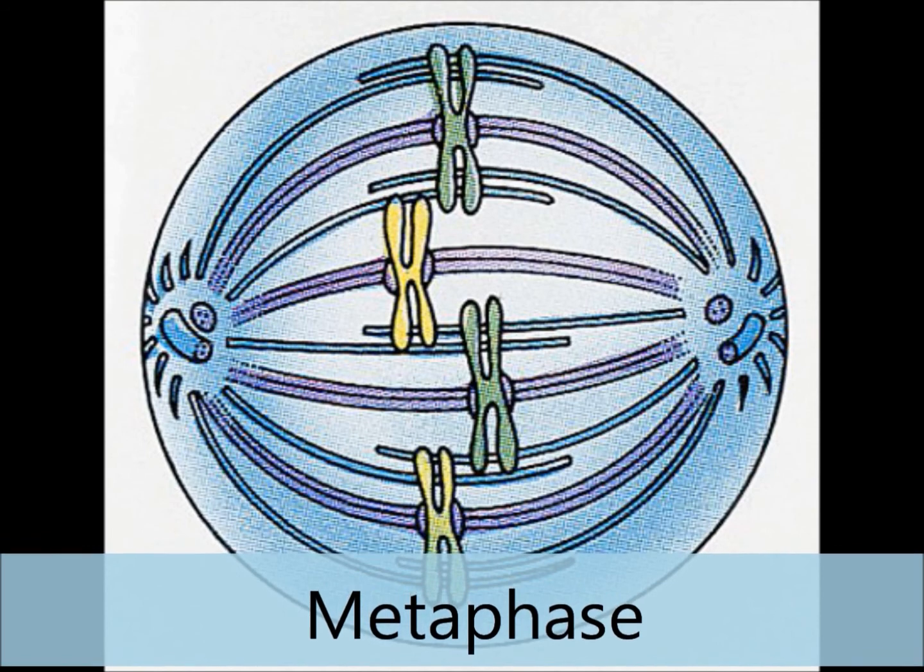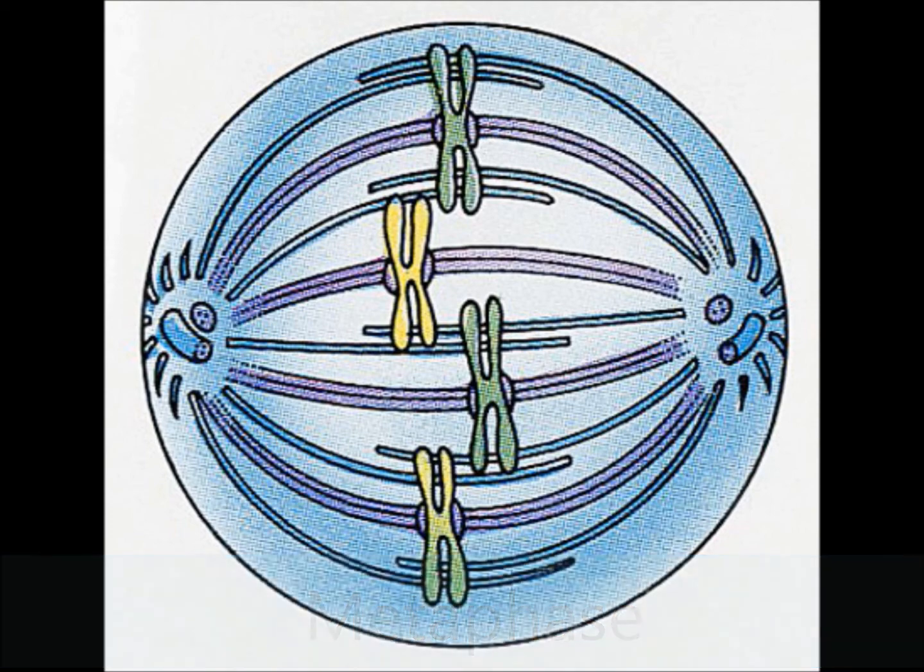The second step of mitosis is metaphase. During metaphase, the mitotic spindle is fully formed with its poles at the opposite ends of the cell. The chromosomes convene on the metaphase plate. The centromeres of all the chromosomes are lined up on the metaphase plate.